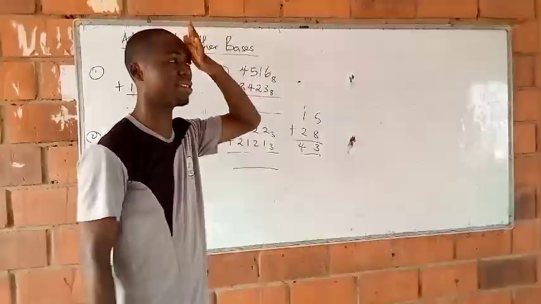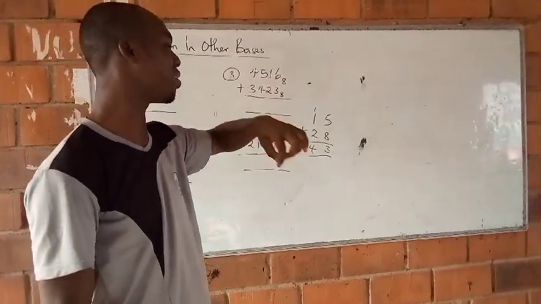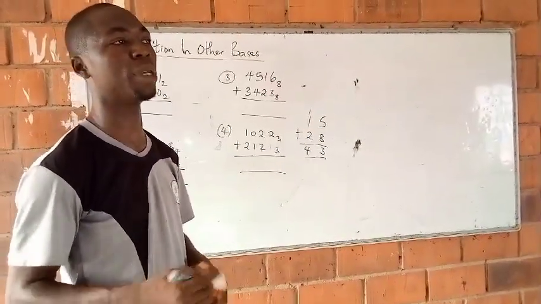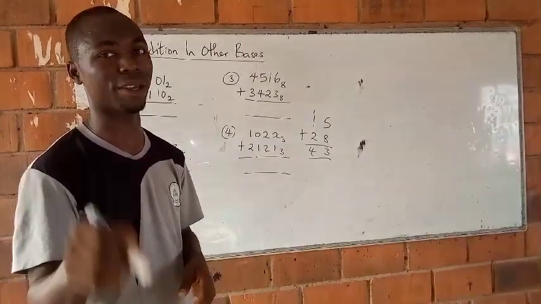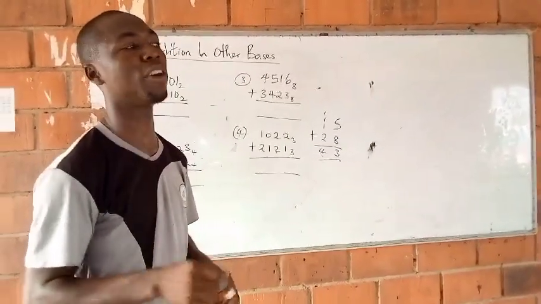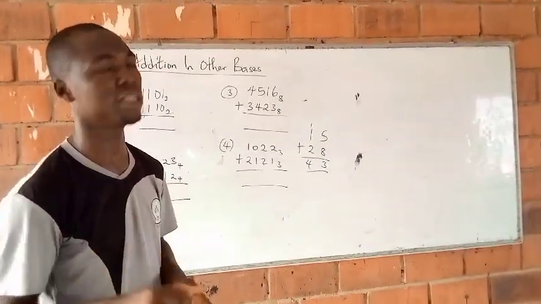So any base that you have, the highest figure there must not be up to the base. So that means if you have base 6, the highest figure should be 5. If you have base 4, the highest figure should be 3. If you have base 9, the highest figure should be 8, and so on.